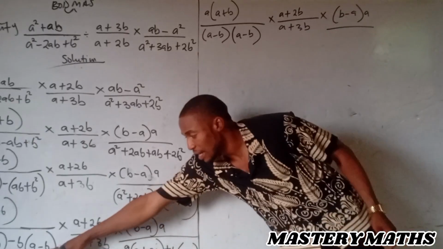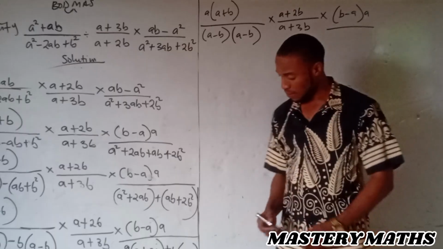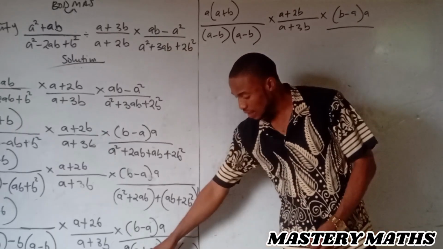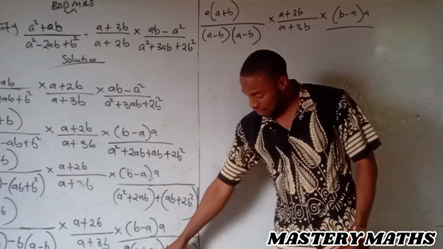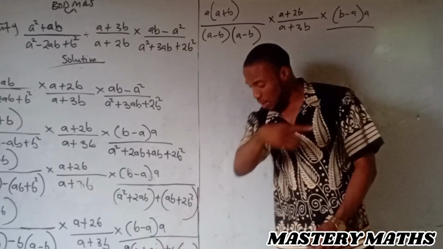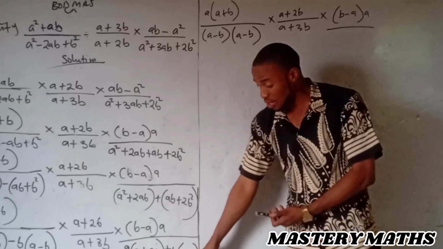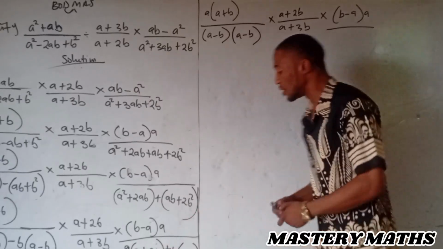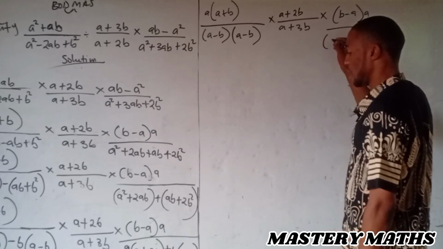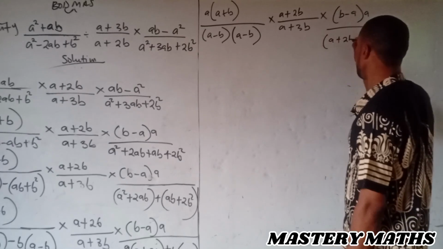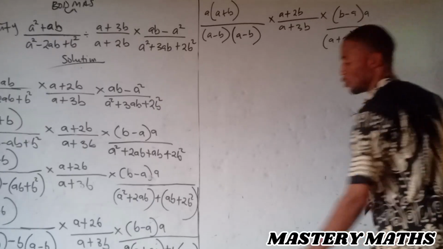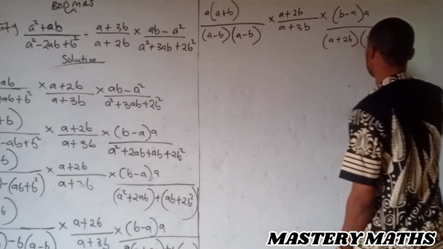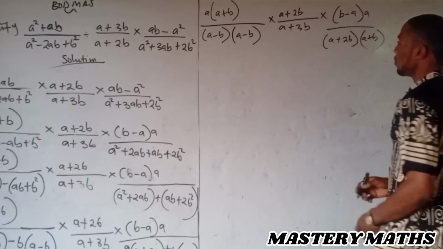The same thing we did here, that's what we do here. Since the brackets are the same, we take one and throw this one away. Let's take this one. You can as well take this one if you want. Since they're the same, we take one of it. So one of it will be A plus 2B, and you take the one outside, which is A plus B.